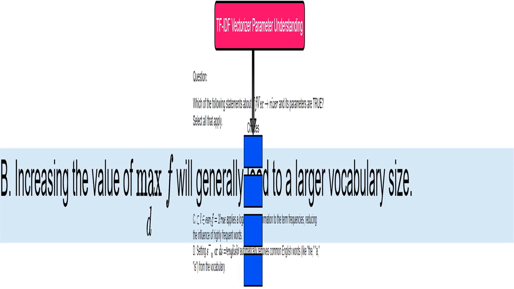This is about the max_df parameter, which controls the maximum proportion of documents a word can appear in to be included. A higher max_df means fewer words are considered, resulting in a smaller vocabulary. I'll need to assess if this statement accurately reflects its behavior.